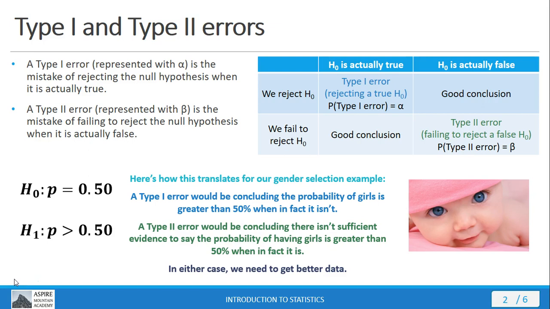In either case here, we obviously need to get better data. And that's where increasing the sample size, getting more data, can help you to minimize the probability of getting a type 1 or type 2 error.